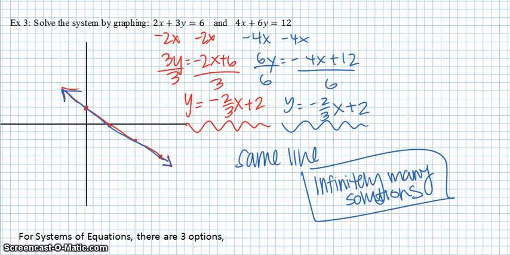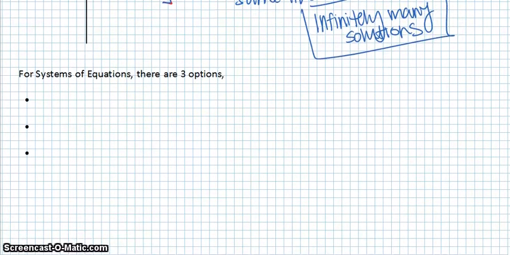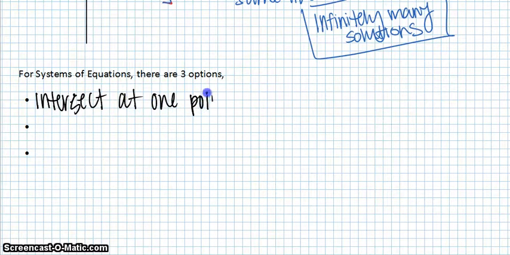We'll write that later. Okay, so this kind of concludes that for system of equations, we have 3 options, okay? They are going to intersect at a point, so they're going to intersect at one point. We saw that at the beginning. So they're just going to cross at one point, and then that means you only have one solution.